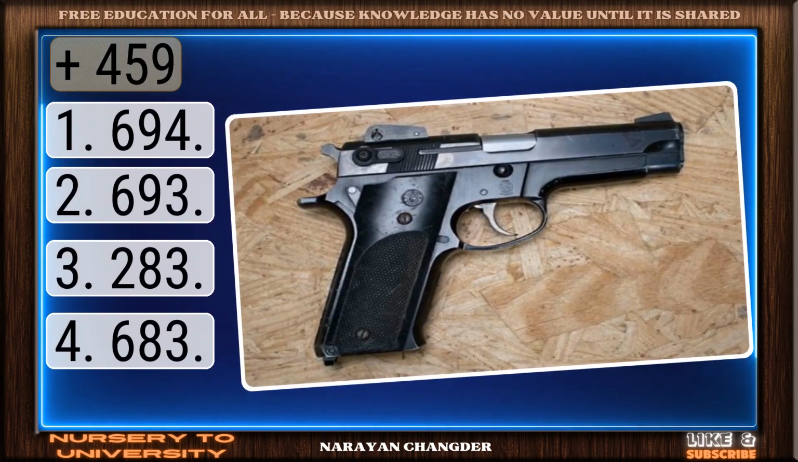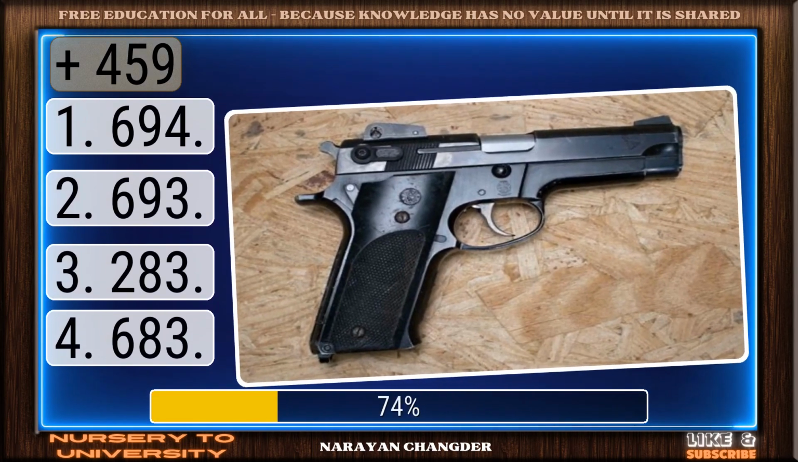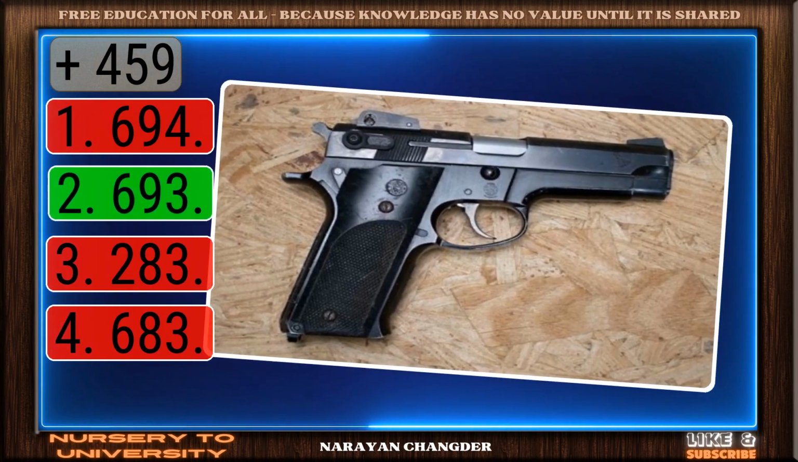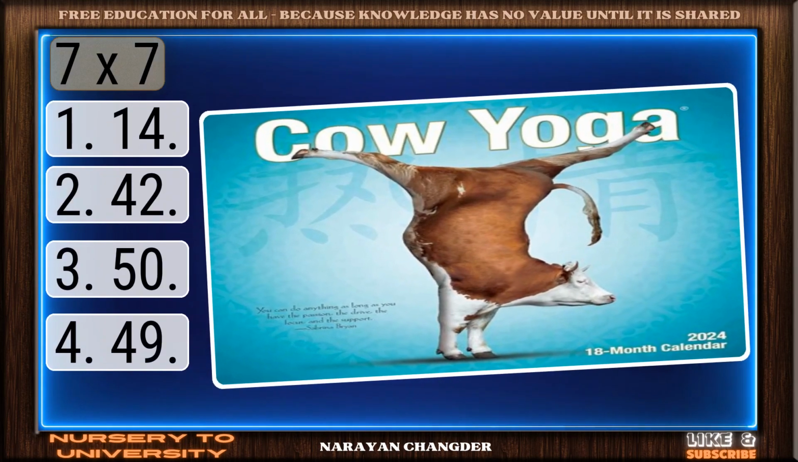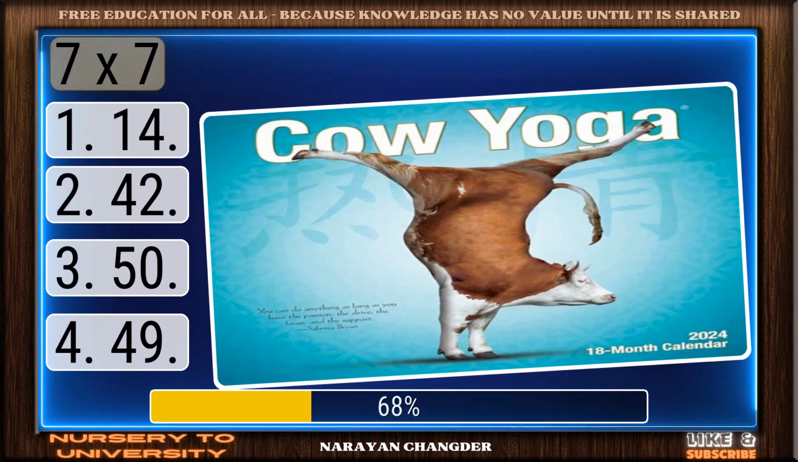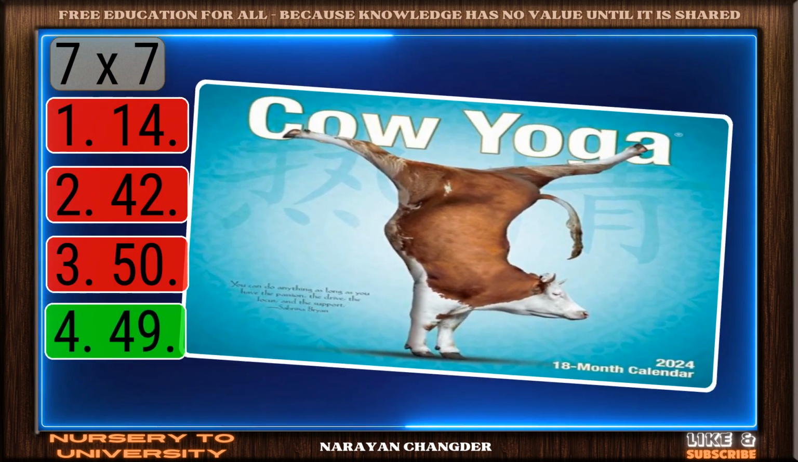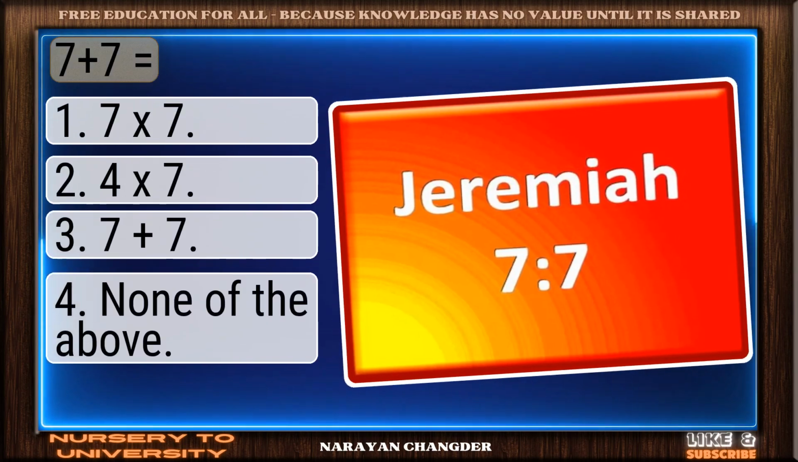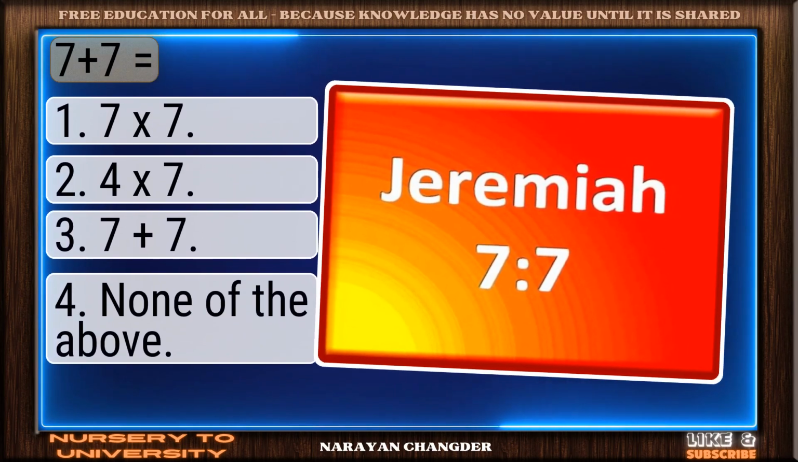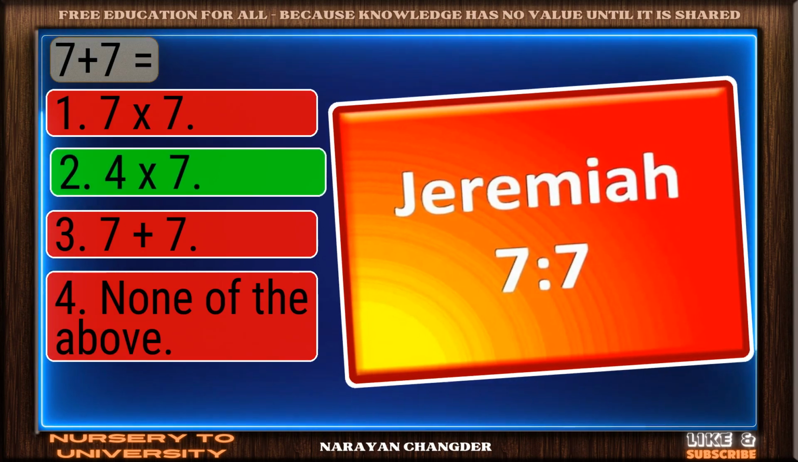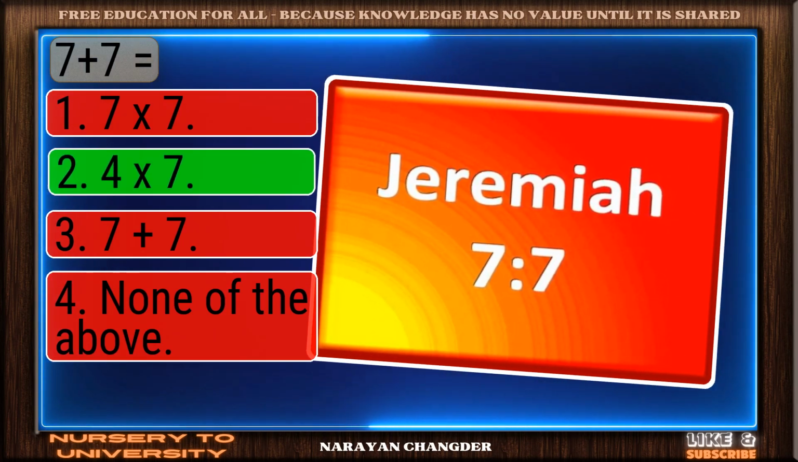Question number 298. Plus. Nice selection. 693 is the correct and valid answer. Question number 299. 7x7. Exactly. 49 makes sense and it is the right choice. Question number 300. 7 plus 7 equal to. Well picked. 14 is the correct answer.